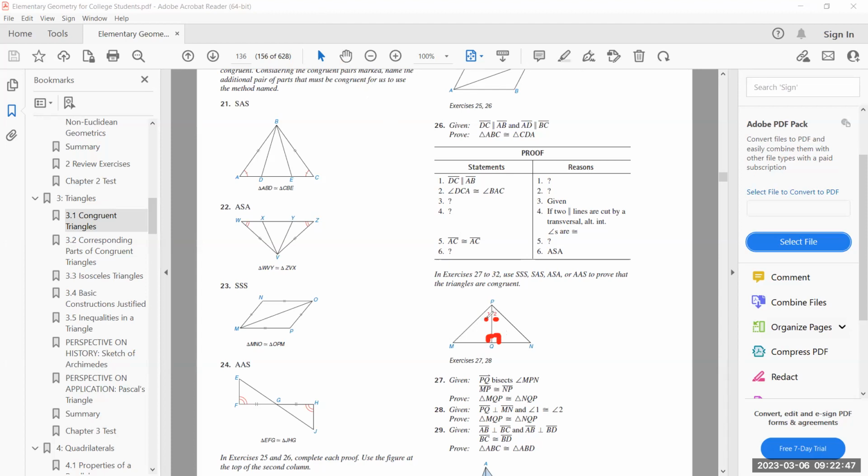We have a theorem about angles that are perpendicular to each other. So here, you'd start with the given. PQ is perpendicular to MN, and angle 1 is congruent to angle 2.